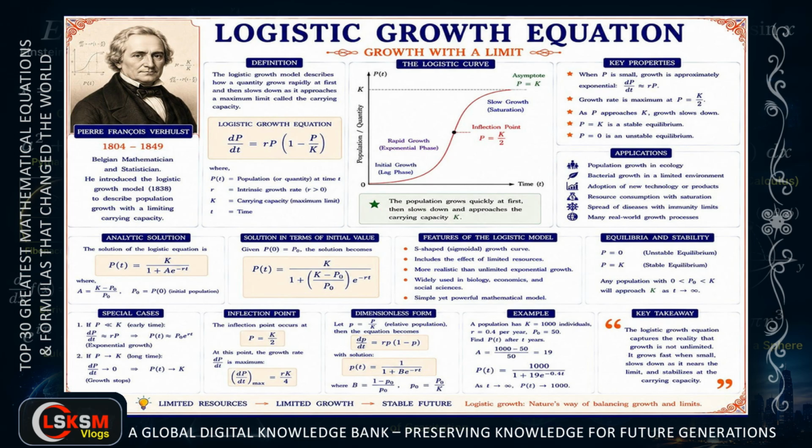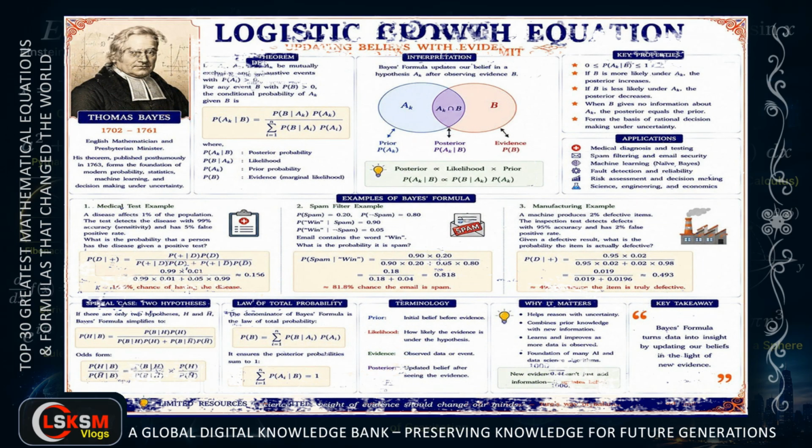Seventeen. Logistic growth equation. Person: Pierre-François Verhulst, 1804 to 1849. The logistic growth equation models population growth with environmental limits. It is widely used in biology, ecology, and economics.